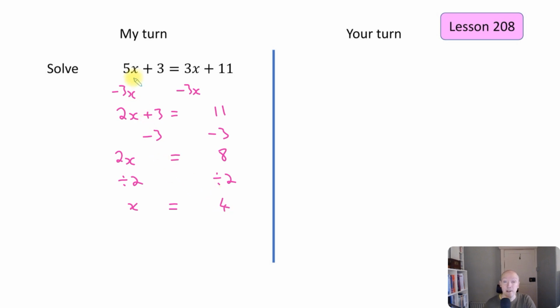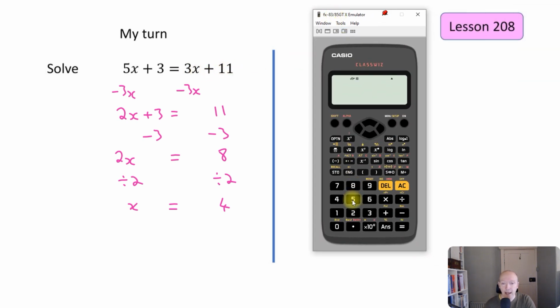Let's check it. So what we're saying here is that 5 times 4 plus 3 should be the same as 3 times 4 plus 11. Right, again, let's grab a calculator. You can probably do these in your head anyway, or some of these, but I just think it's faster just to use a calculator, and you can always use a calculator to check things. So 5 times 4 plus 3 comes to 23.